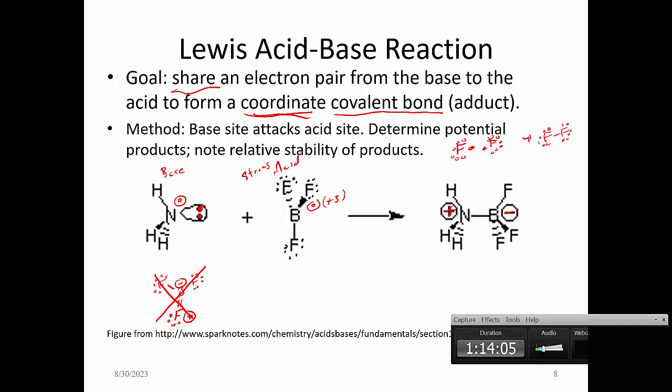If you look over here, now boron has an octet. But fluorine didn't donate the electron. Who donated the electron? Nitrogen. And nitrogen, it's okay. And so the structure that we form is called an adduct. We form this. This is the coordinate covalent bond here. And this is our Lewis acid-base adduct structure.